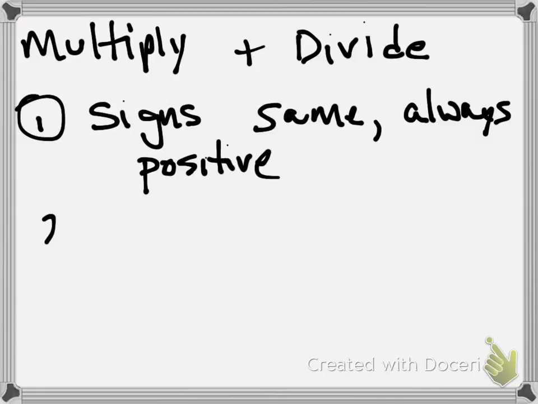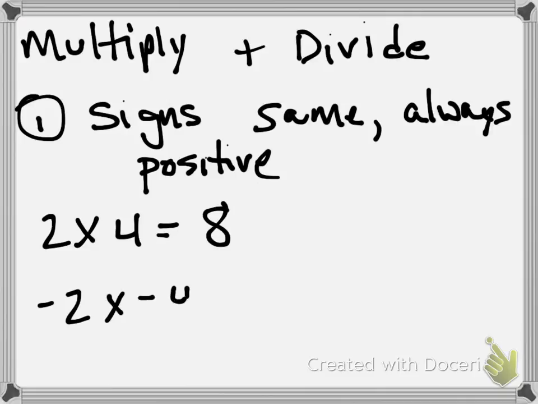So, here are my signs that are the same. 2 times 4. They're both positive numbers. My answer will be a positive number because the signs are the same. Negative 2 times negative 4. My signs are the same. This will be a positive number. This one is weird, but you can go back and watch the other video for an explanation of why this is.